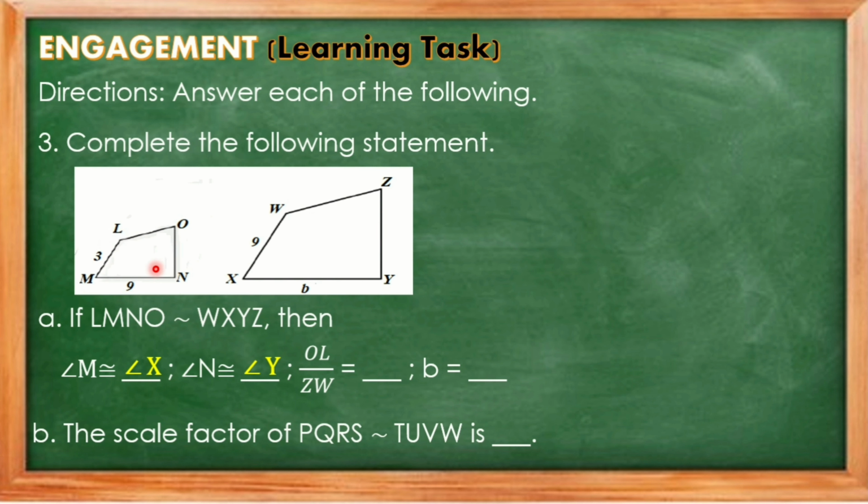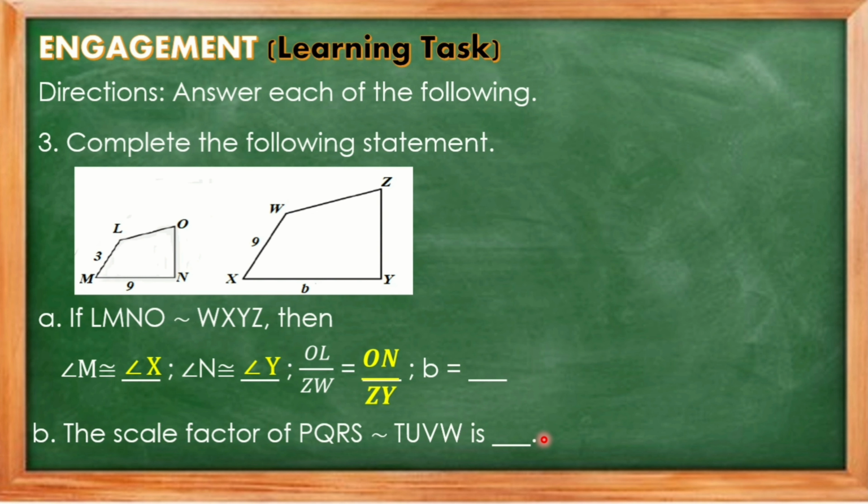And then, sa side naman, OL is proportional to side ZW. What are other corresponding sides aside sa OL over ZW? We have ON over ZY. Pwede naman LM tsaka WX, pwede rin yun. Pwede rin MN at tsaka XY. And then, next, B. So, ito yung size. B is equals to blank.